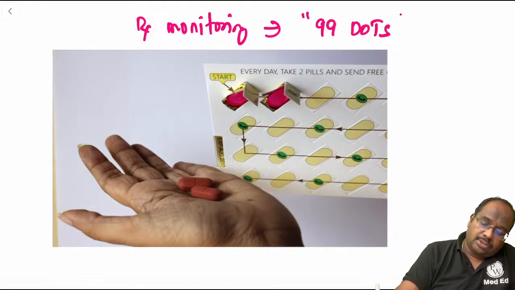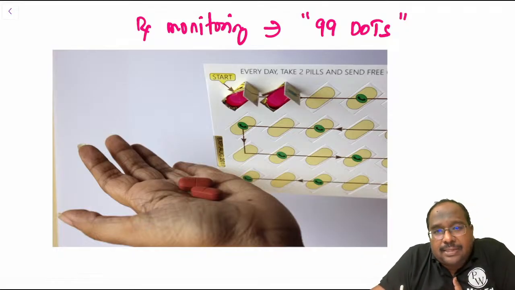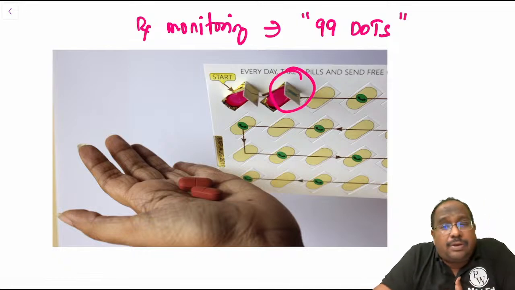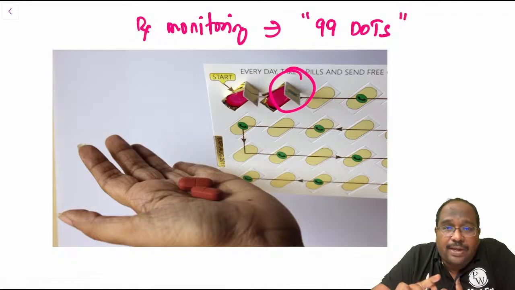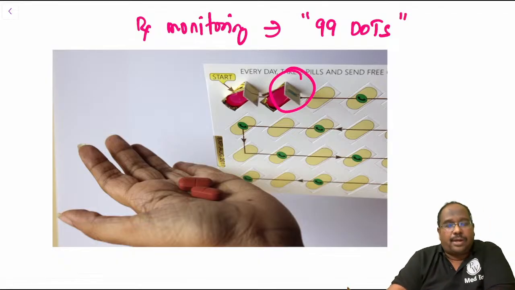99 dots. Okay, so every day when the patient takes the drug, this is the drug strip given to the patient. On the back side of the drug strip, there will be a toll-free number, and you call this toll-free number from your registered mobile number. That means you have taken the drugs. The toll-free number will vary. It will be on the back side. This is called 99 dots for treatment monitoring. Okay, fine.